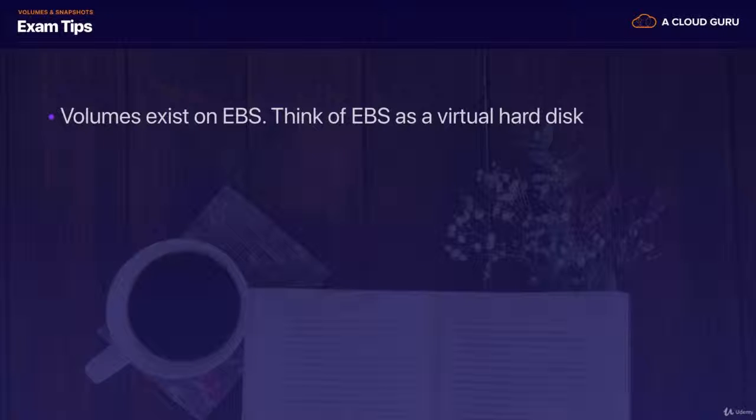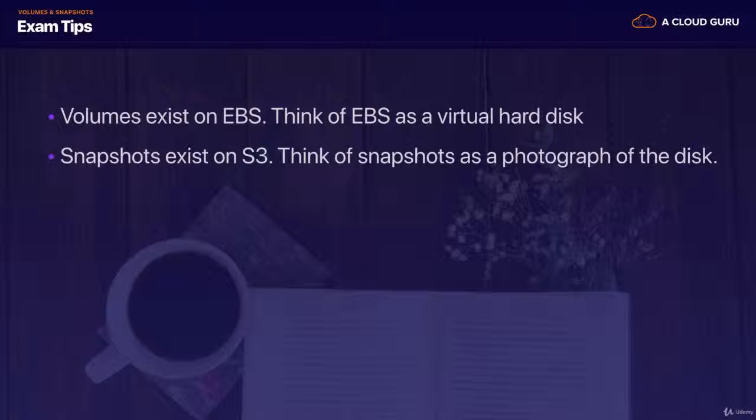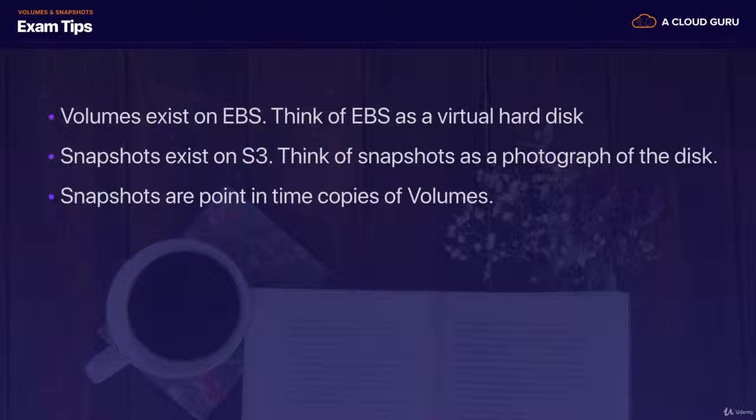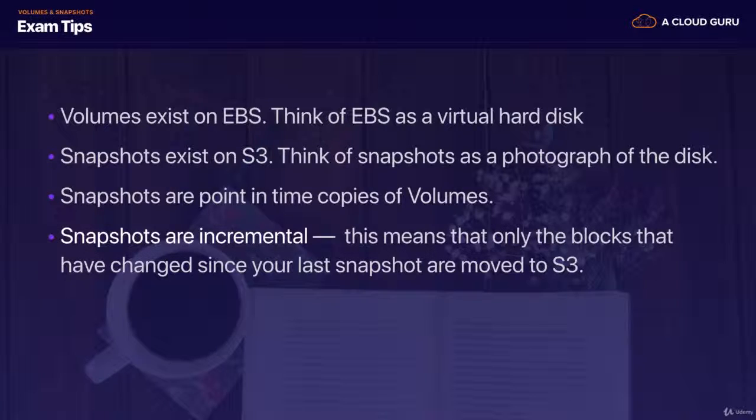So just remember that volumes exist on EBS, and just think of EBS as a virtual hard disk drive in the cloud. Remember that snapshots exist on S3. So when we created that snapshot, that's going to take a photo, and that photo is stored on S3. Like I said, just think of snapshots as a photograph of the disk. Remember that snapshots are point-in-time copies of volumes. So when you take that snapshot, that's how that volume existed at that particular point in time.